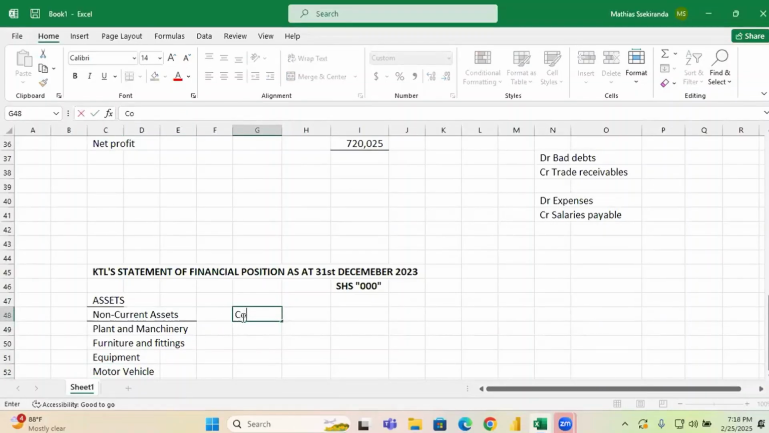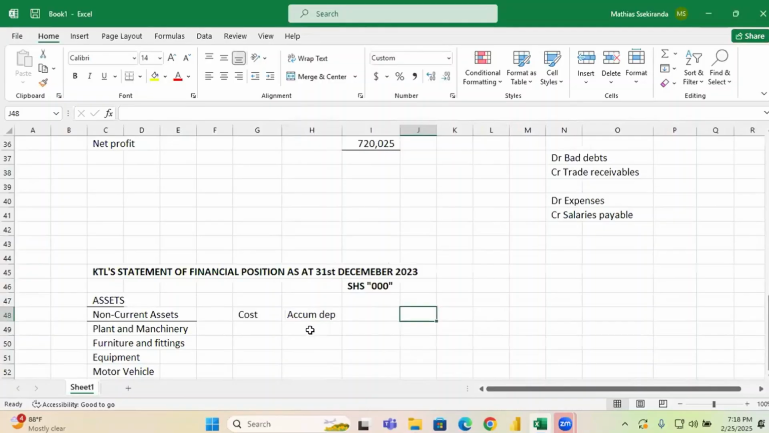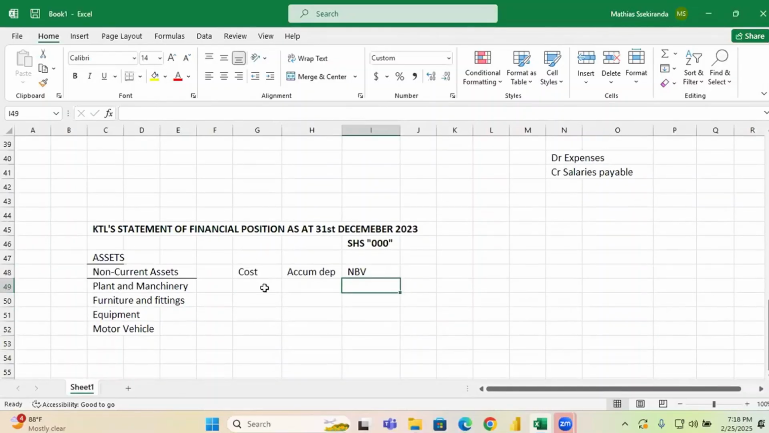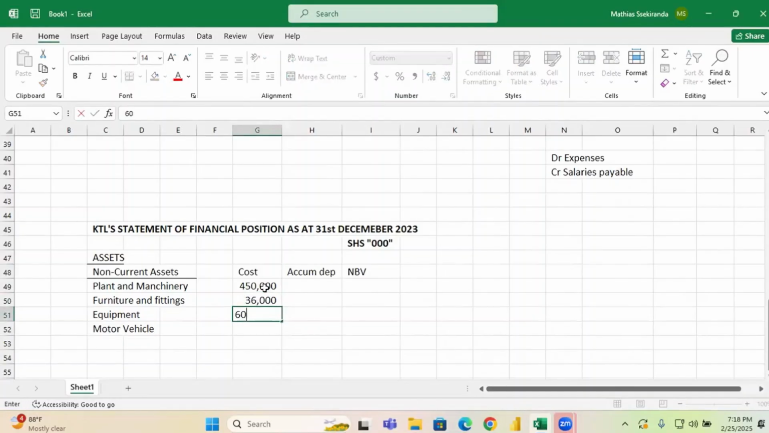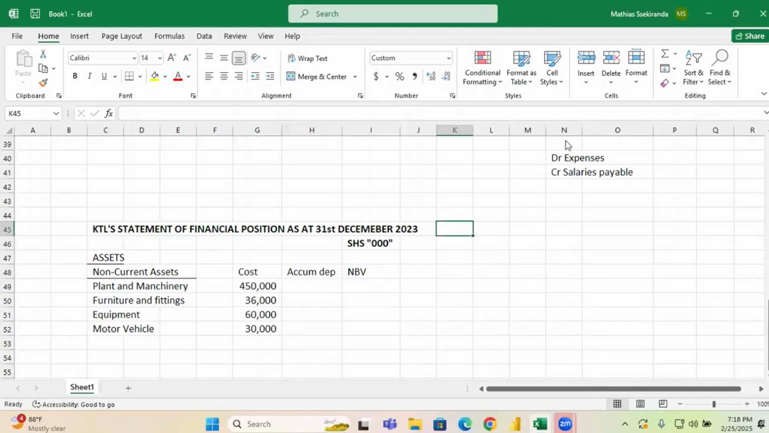So we shall have a column of the costs. We shall have a column of the accumulated depreciation, which please you have to write in full. Even if you write accumulated and depreciation below, it is okay. Then we have the net book value, which you can abbreviate as well. On the costs, you just copy the way they are from your question. These were given: 450, 36,000, 60,000, 300,000.